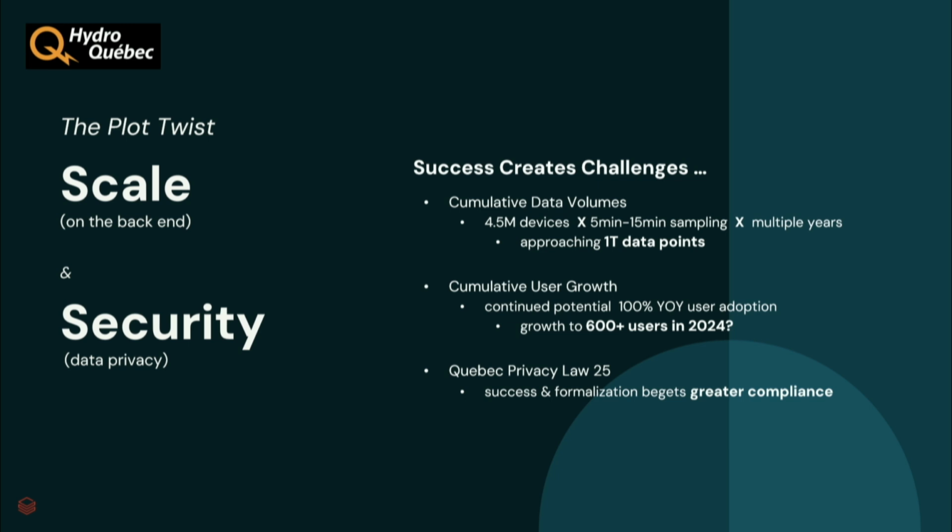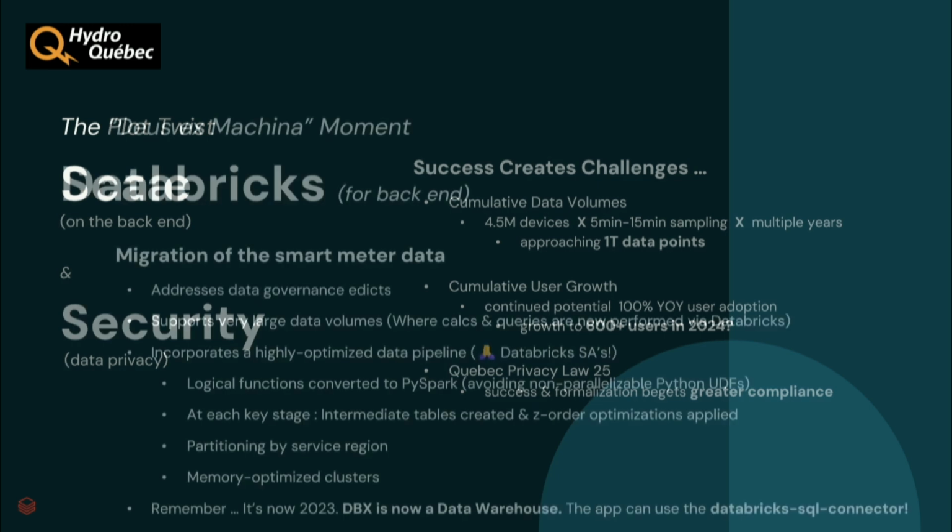So, greater scrutiny combined with Quebec adopting a privacy law in 2021, 2022. It's a GDPR kind of equivalent. So, thou shalt be compliant with the standard. So for both scale and privacy governance reasons, the overall architecture needs to evolve. Well, we're at a Databricks conference. What do you think the next slide's going to be, right?